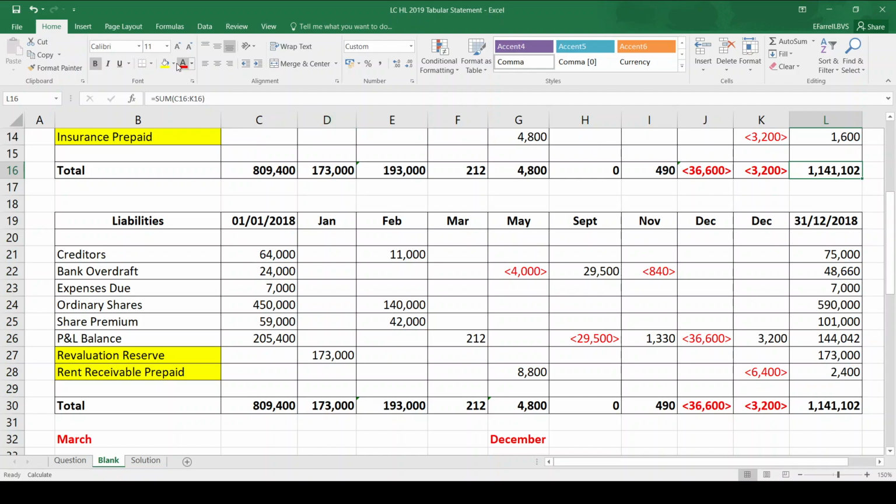1,141,102. And when these two figures here are the same, at least you know that your tabular statement is balanced and hopefully all the transactions will be correct. I just highlight to show that these figures should balance. So hopefully that was helpful.